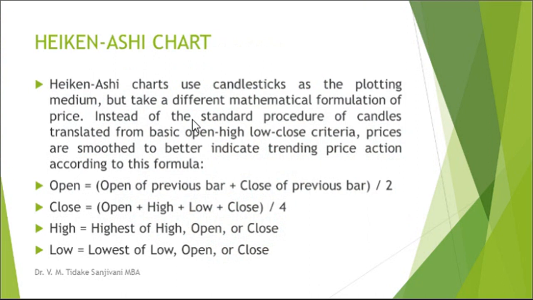In the Heikin-Ashi chart, you can see that the rest of the things are common. The only difference is that to make this graph more meaningful, Heikin-Ashi has used a different strategy for drawing the candlestick. What is that strategy? Rather than taking the direct opening price of a particular share for drawing a candlestick, they take the opening price to be the opening of the previous bar plus the closing of the previous bar divided by 2. For the close figure, they use open plus high plus low plus close divided by 4. For the high, they take the highest of high, open or close, and for the low, they take the lowest of low, open or close.